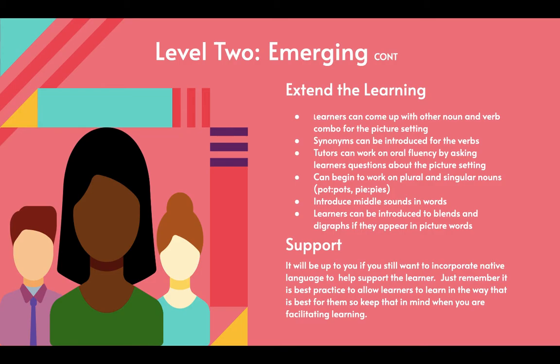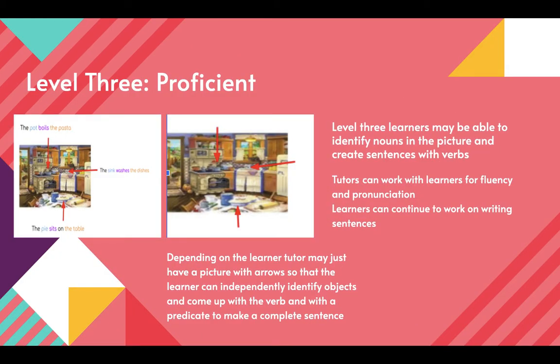Level 3 learners may be able to identify nouns in the picture and create sentences with verbs. Depending on the learner, the tutor may just have a picture with arrows so that the learner can independently identify objects and come up with the verb and with a predicate to make a complete sentence. At this level, tutors can work with learners for fluency and pronunciation. Learners can continue to work on writing sentences.